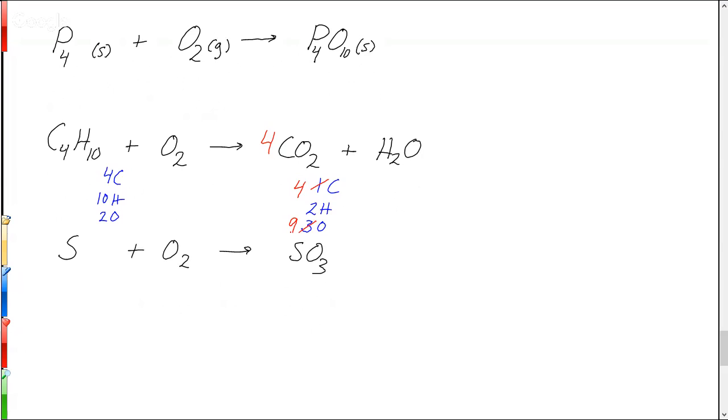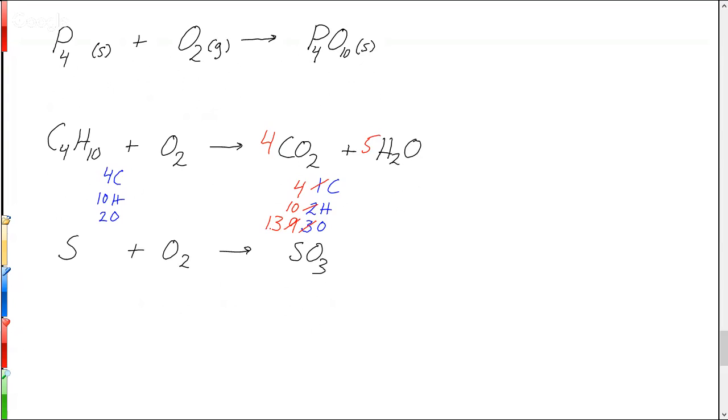Then we see 10 hydrogen on the left, 2 on the right. So we're going to put a 5 here because 5 times 2 is 10. That brings 10 on both sides. That also changes the oxygen. So now we've got 8 plus 5, which is 13. And then we go to balance the oxygen. And what's the problem?